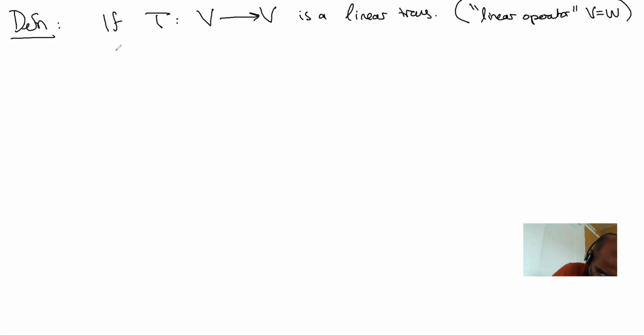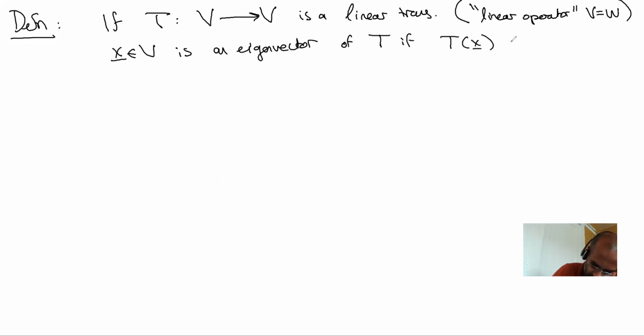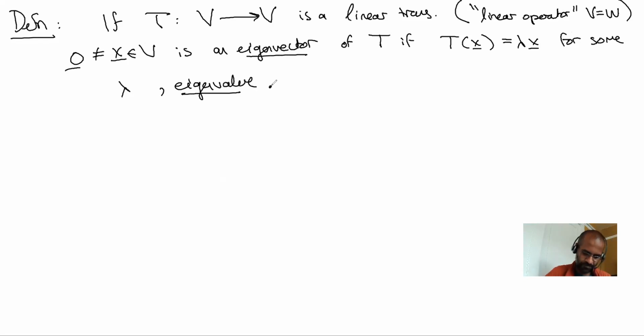Then x in V is an eigenvector of T if x is not 0 and T of x equals lambda x for some lambda, which is called the eigenvalue. Okay, so it's the same definition. So now how would you compute the eigenvectors of a linear transformation?